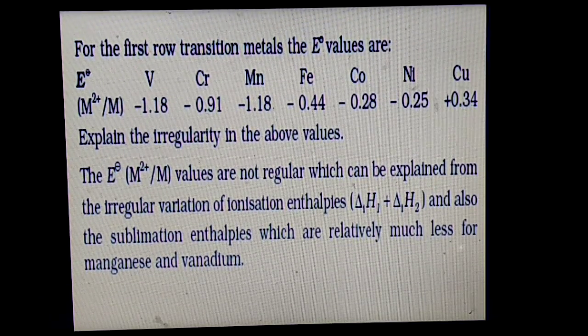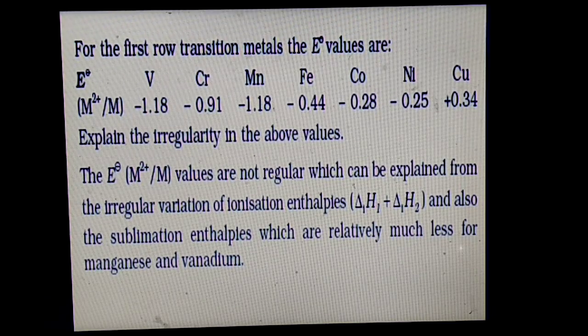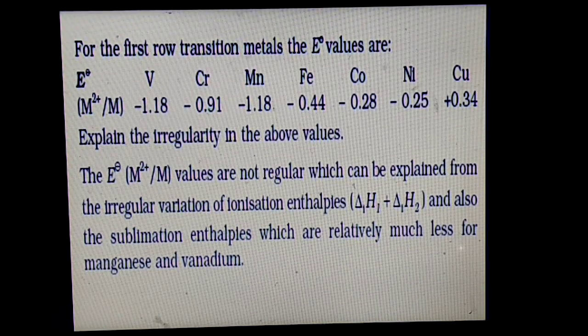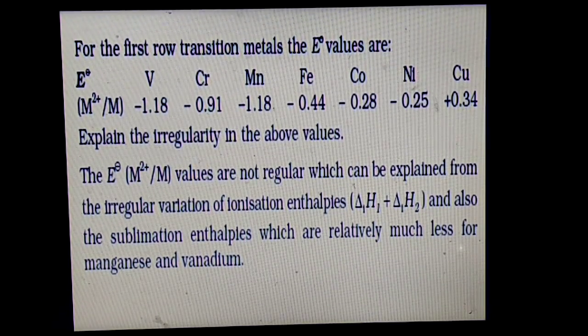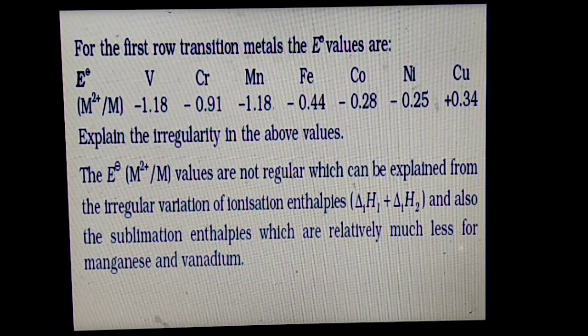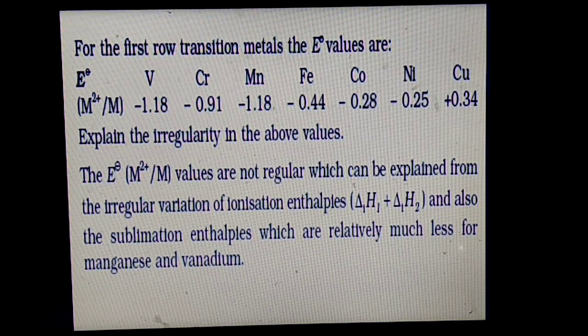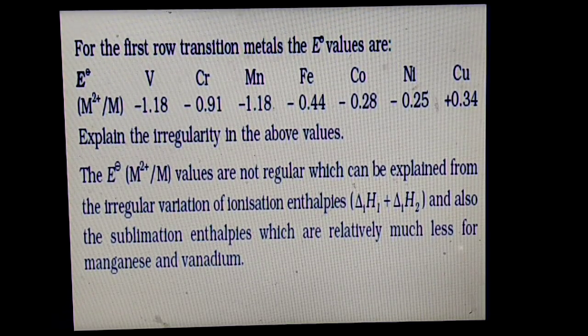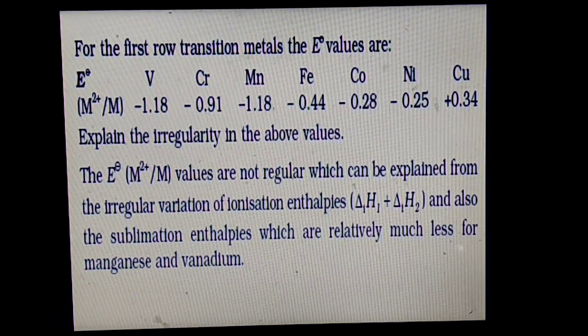The E0 values are not regular, which can be explained from the irregular variation of ionization enthalpies and also the sublimation enthalpies, which are relatively much less for manganese and vanadium. So two factors are related here: the irregular variation of ionization enthalpies and of sublimation enthalpies. Students, you know, first the metals in the solid state convert into the gaseous state, and sublimation enthalpies are required. And again, the gaseous atoms release electrons to form positive ions, and here ionization enthalpies are related. So irregular variations of the ionization and sublimation enthalpies are responsible for the irregular reduction potential of the 3d series. So two enthalpies are related here.